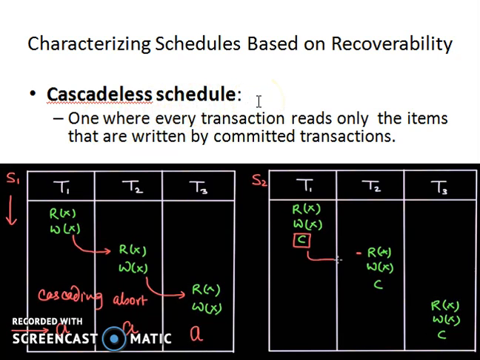While using a cascadeless schedule, a transaction is not allowed to read a data item that has been modified by an uncommitted transaction. So if you look at the second schedule S2, it allows the second transaction to read a data item X only after the first transaction is committed. Similarly, the third transaction is allowed to read the data item X from the second transaction only after the second transaction is committed. So a cascadeless schedule avoids cascading rollbacks.